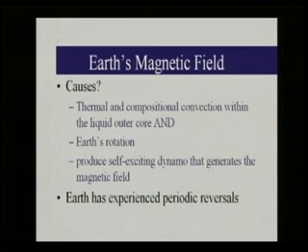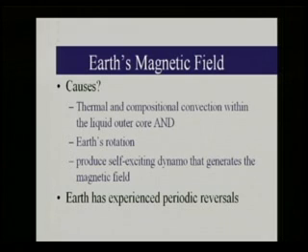Finally, let's take a brief look at Earth's magnetic field. It is hypothesized that Earth's magnetic field is caused by thermal and compositional convection within the liquid outer core. Remember, convection cells, same sort of mechanism that fuel plate tectonics, but in the mantle. And in addition to these convection cells caused by both temperature and compositional differences in the outer core, we also have Earth's rotation. So Earth's rotation is hypothesized to contribute to Earth's magnetic field as well. And these in combination produce this self-exciting dynamo that generates the magnetic field.